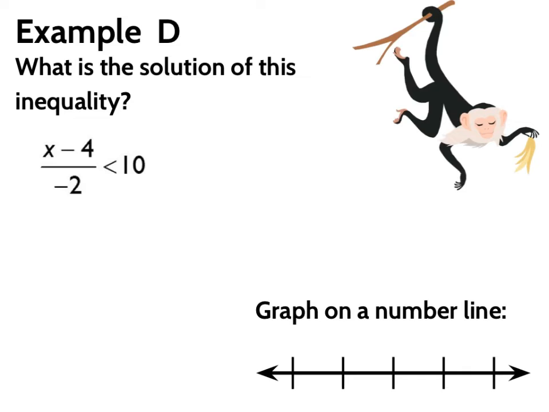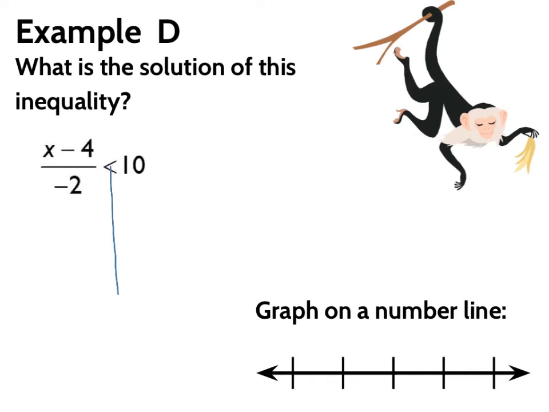So the first thing we're going to do, like we always do, is draw our wall down from our inequality symbol. And then the next thing we usually want to do is get to that negative 4 by either adding or subtracting. But we can't because the whole thing is being divided by negative 2. So we're going to have to get rid of that negative 2 first in order to get to that negative 4. The whole thing's being divided.